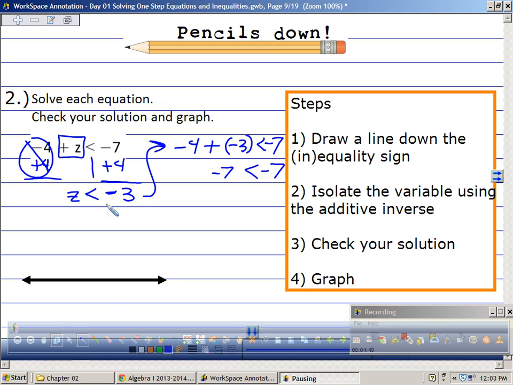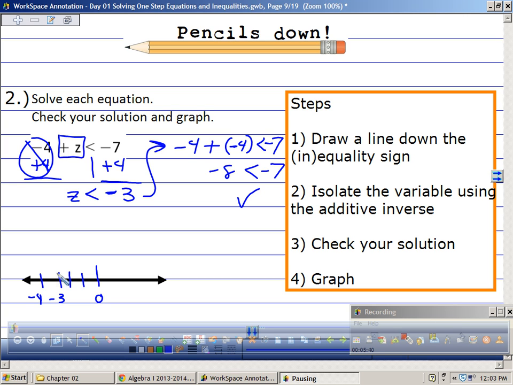Negative 4, right? If this is 0, 1, 2, 3, this is negative 3, a smaller number would be negative 4. So let's put a negative 4 in here and see if it works. Let's see if our check works. Negative 4 and negative 4 make negative 8. Is negative 8 less than negative 7? Yes. So our check is correct.